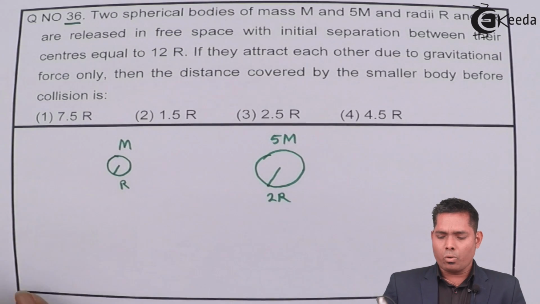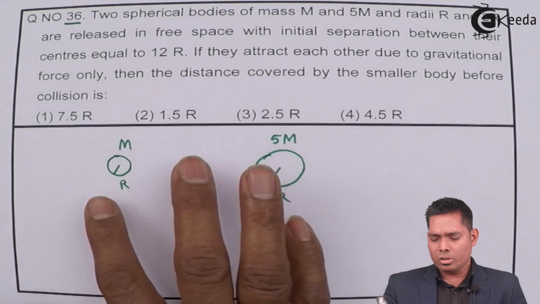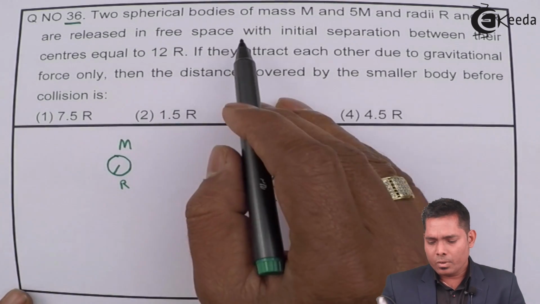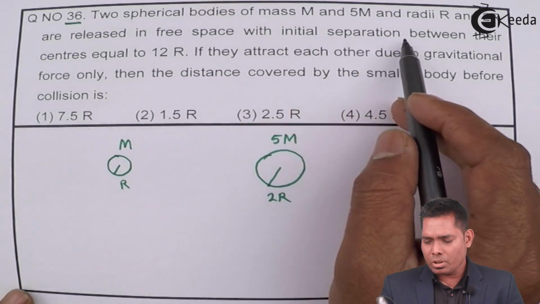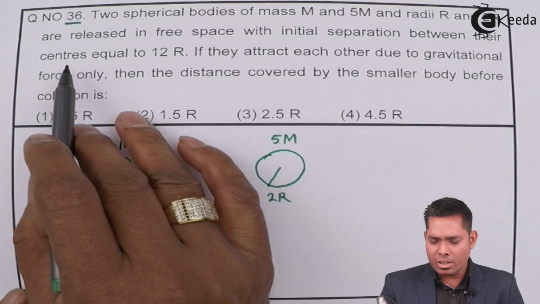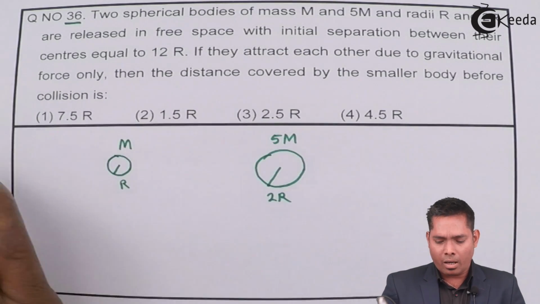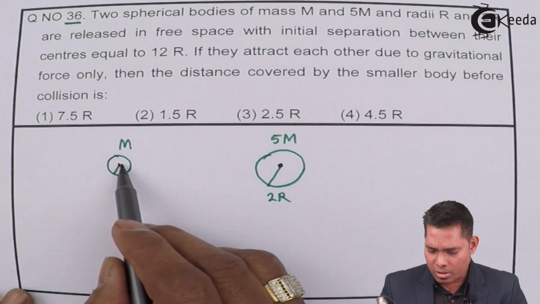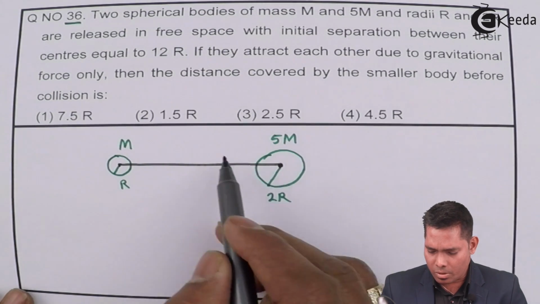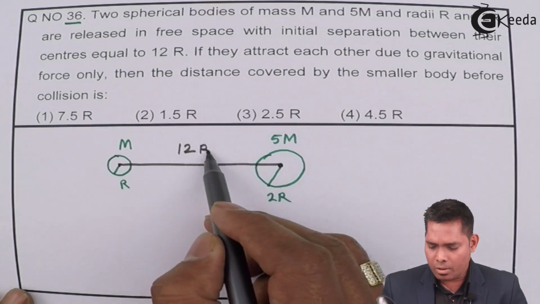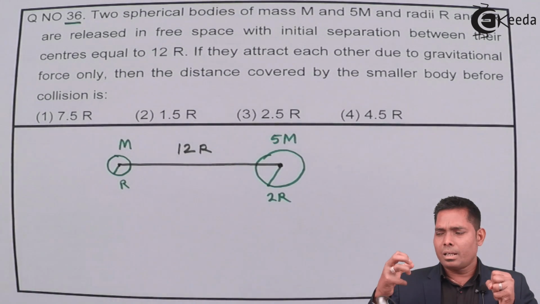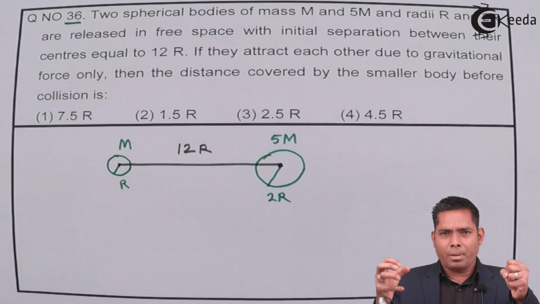So there is no force acting on these two objects except their mutual force of attraction, with initial separation between their centers equal to 12r. That means from center to center this distance is 12r. So in this situation they are released. So this small sphere, large sphere, distance of separation center to center 12r, and released.